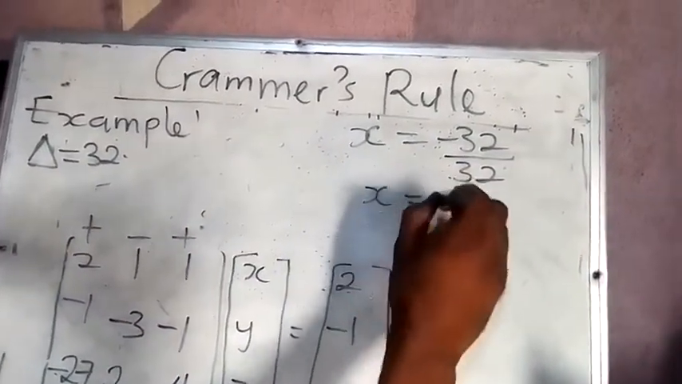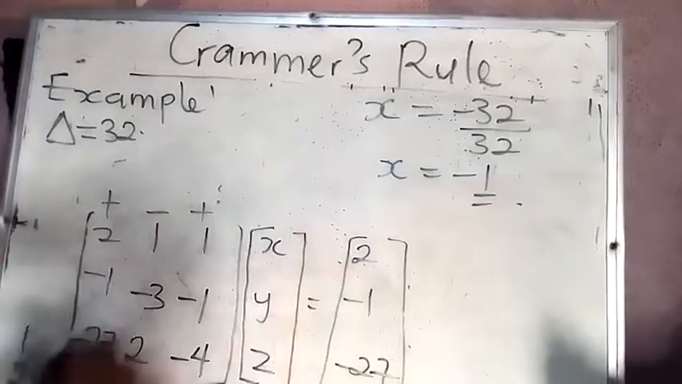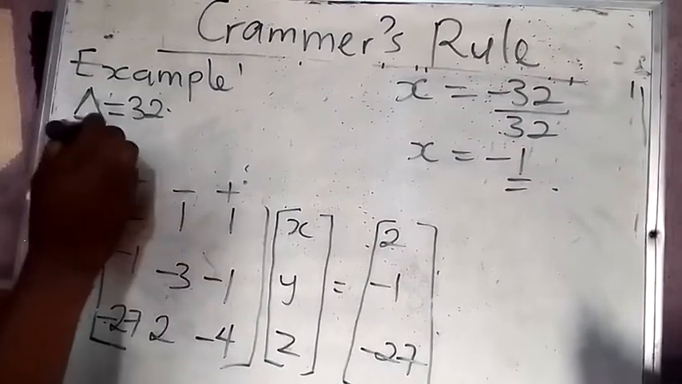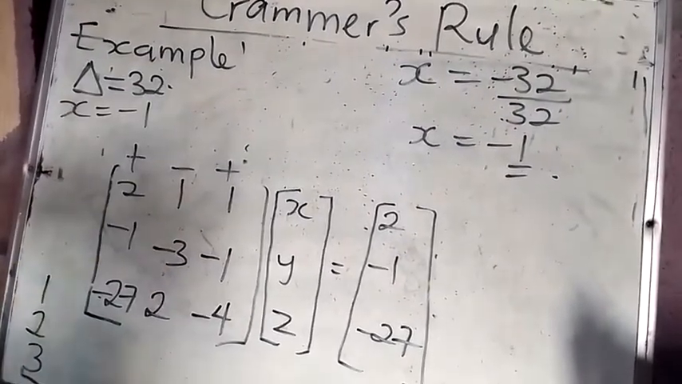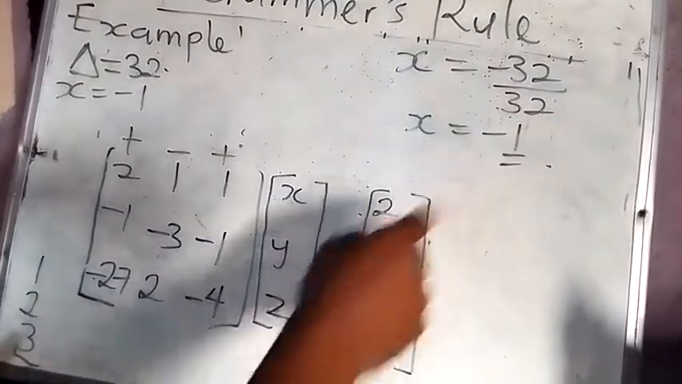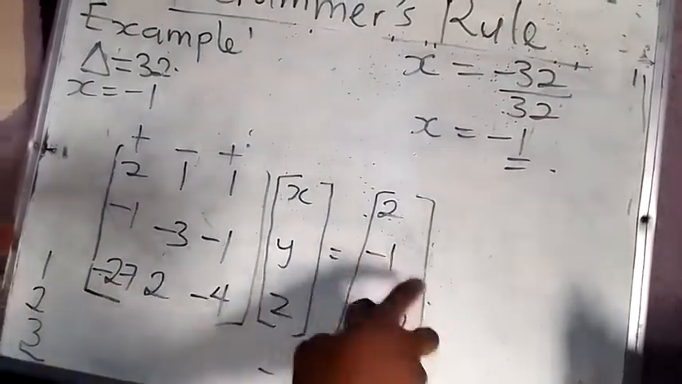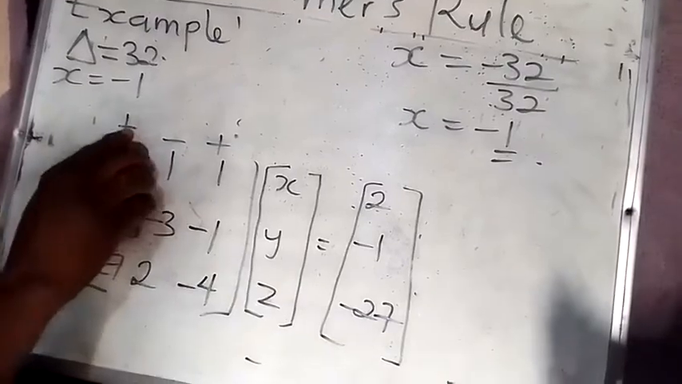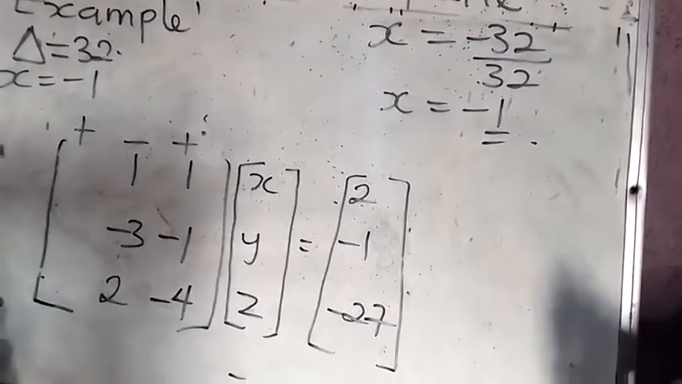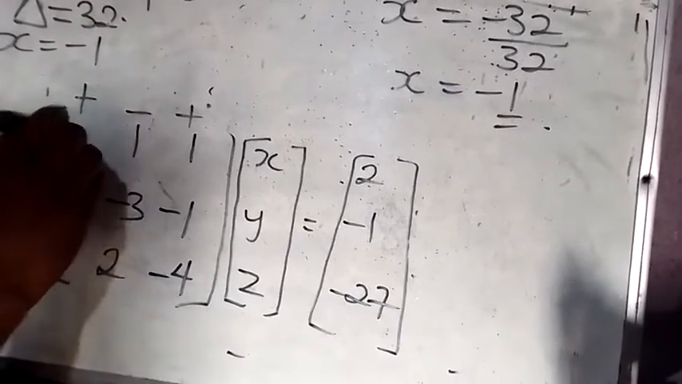So our x is what? Minus 1. Our x is minus 1. Don't let us forget, our x is minus 1, because you divide by the first determinant. So for us to get the y, take this value away from here. Bring the third number back, the 1, 2, 3 that was there before.